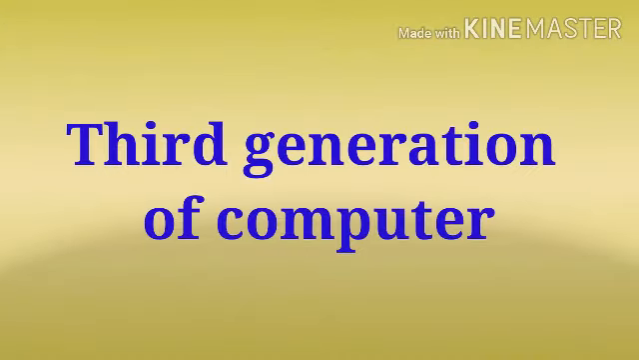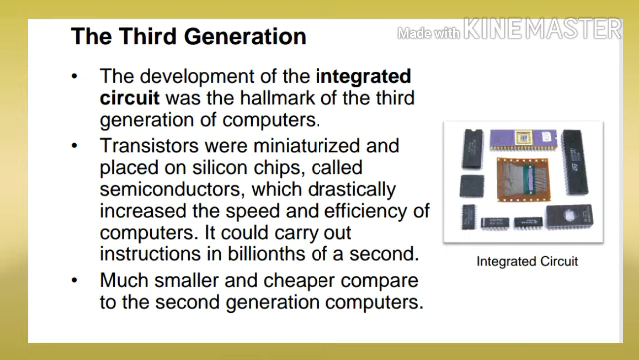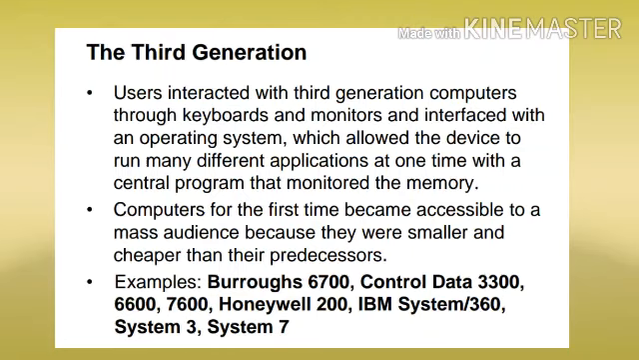Let's see the third generation of computer. The development of the integrated circuit was the hallmark of the third generation of computers. Transistors were miniaturized and placed on silicon chips called semiconductors, which drastically increased the speed and efficiency of computing. It could carry out instructions in billionths of seconds, and was much smaller and cheaper compared to second generation computers.